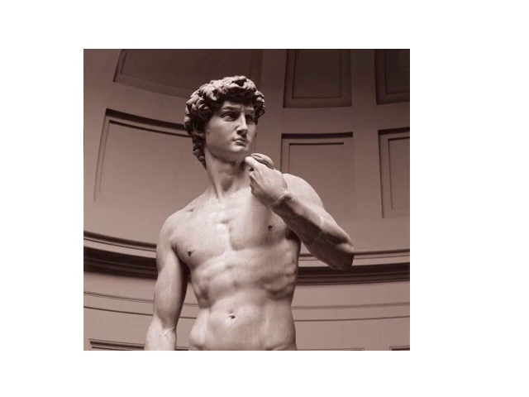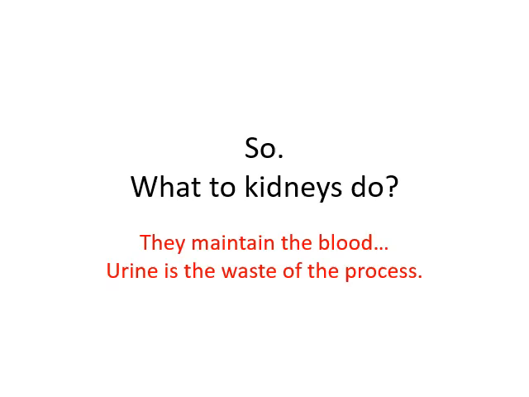The statue of David is like the blood. The kidneys maintain the blood. And the waste product of that process is the urine that ends up in the bladder and gets voided out from there. So the blood is this impressive statue. The marble chips on the floor, the waste product of this process, are equal to the urine. So what do kidneys do? They maintain the blood. They manage a number of different things in the blood: the solutes, the waste products, the amount of water. Urine is the waste of that process.